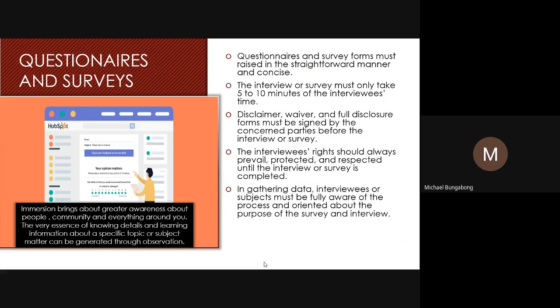Next is, in other words, class, every important detail must be explicitly conveyed and the mutual understanding exists between the two parties. That is actually very important in there. Okay. So immersion brings about greater awareness about people, community, and everything around you. The very essence of knowing detail and learning information about a specific topic or subject matter can be generated through observation. You see that? Observation is very helpful as well for you to be able to collect data, right?